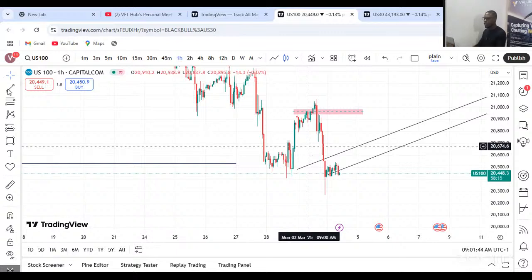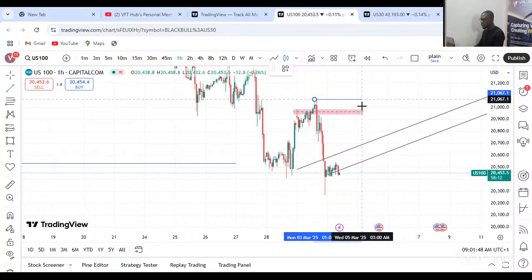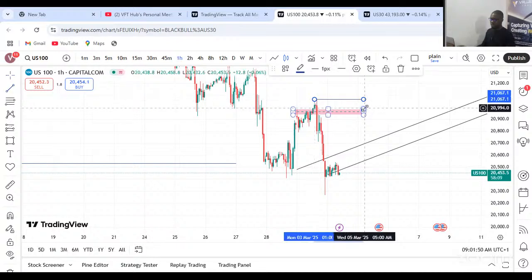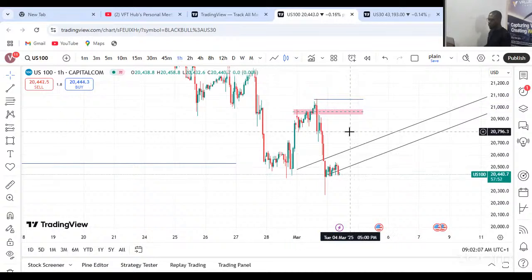Of course, you ask me, where will be your SL? Your SL will just be above here. If you're a student, you can refer to the M5. You understand what we're looking for already. You know some of the techniques we use to enter on the M5 time frame to get a more refined entry. All right. That being said, this will be our analysis for today for US 100 and also for US 30.